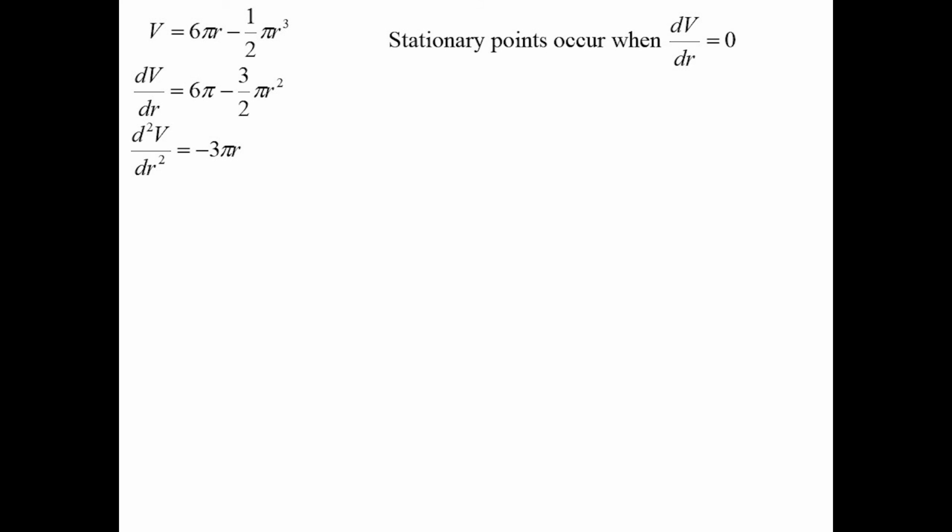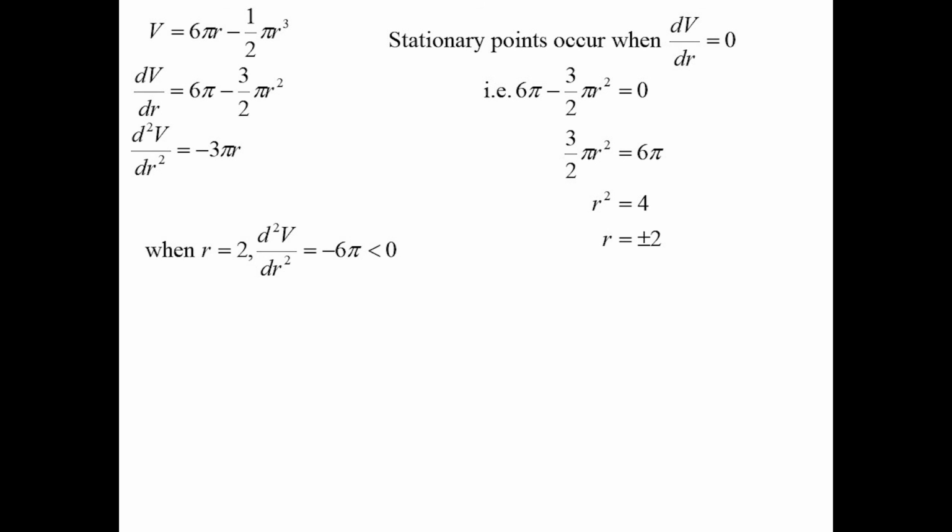Stationary points will occur when dV/dr is equal to 0. So I want to solve this little quadratic. So r equals plus or minus 2. Now, I'm not going to test both of those. There's a logical one to pick and an illogical one to pick. A negative radius. I'm not going to build a bucket with a radius of negative 2. So the logical one to choose is positive 2.